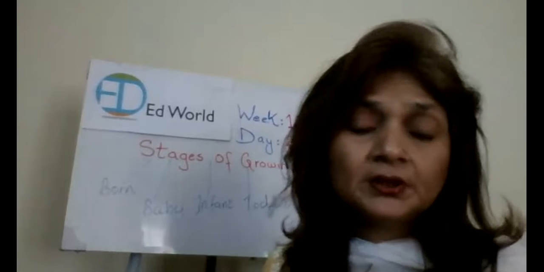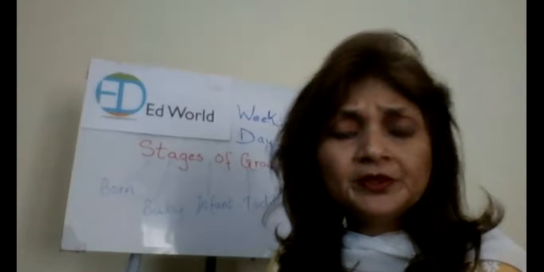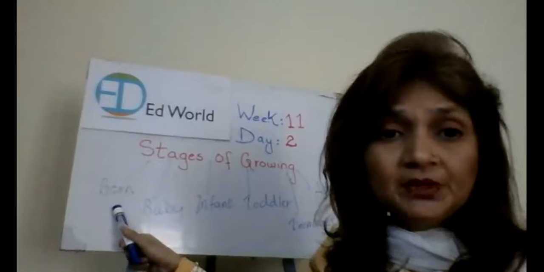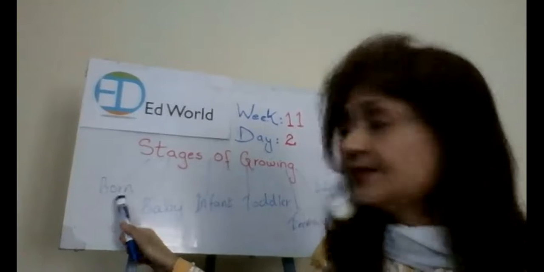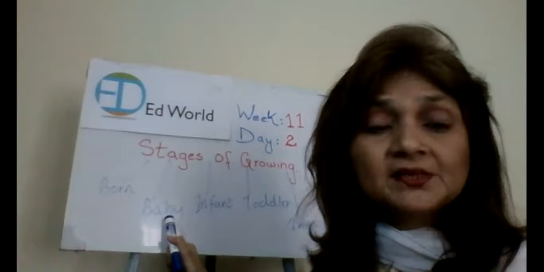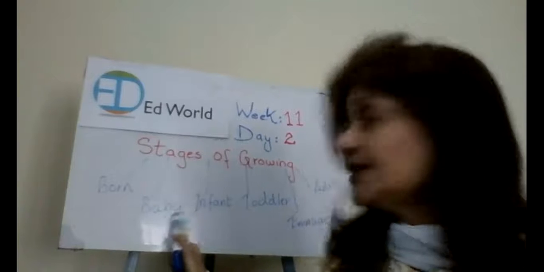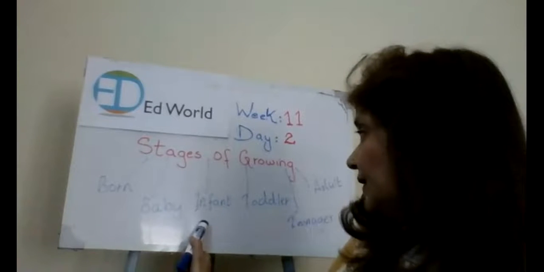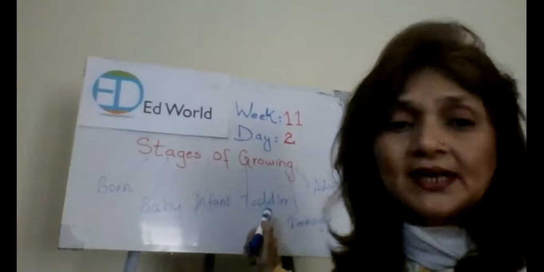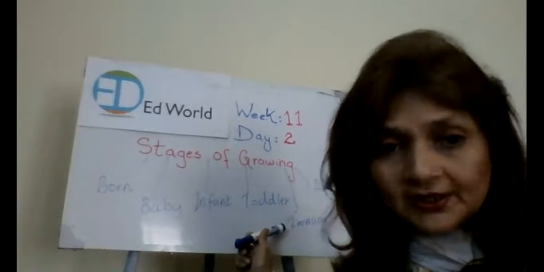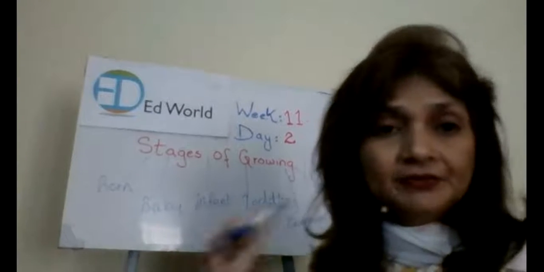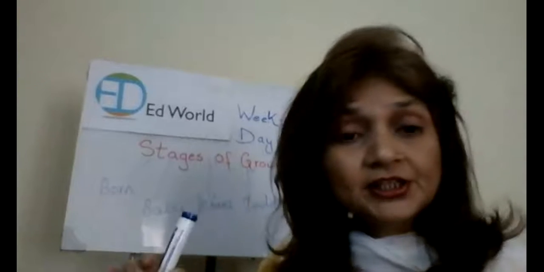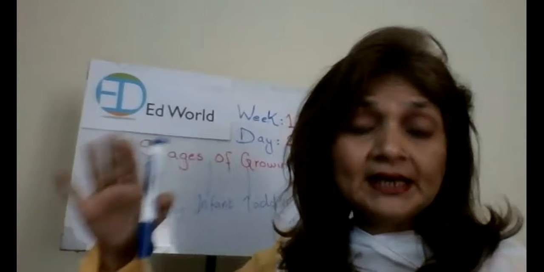You can say the life cycle of human beings, the different stages of a human being. So the first stage is the baby is born, right? The second stage is it becomes a baby. The third stage is the baby becomes an infant. Then the fourth stage is that the infant becomes a toddler. Later on, the fifth stage, the toddler becomes a teenager. And that teenager is going to grow and become an adult.